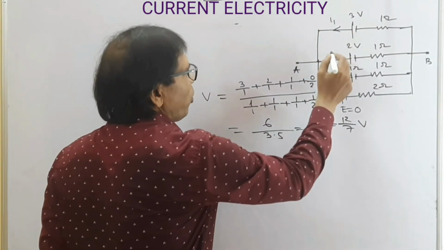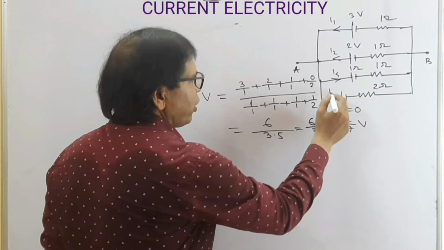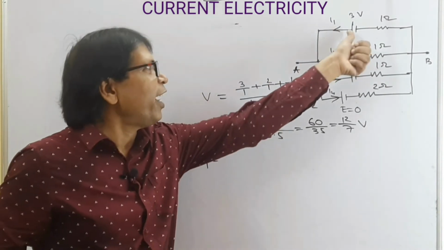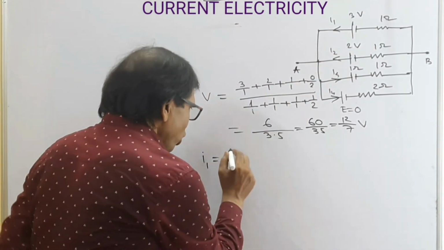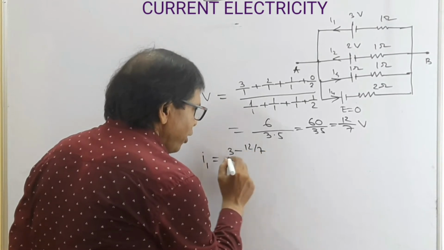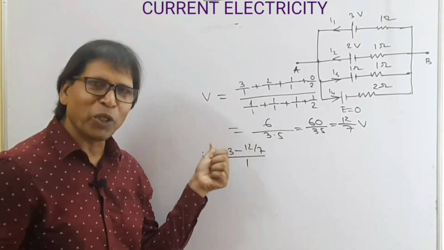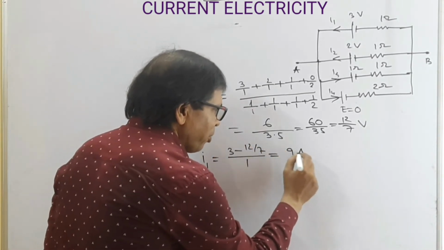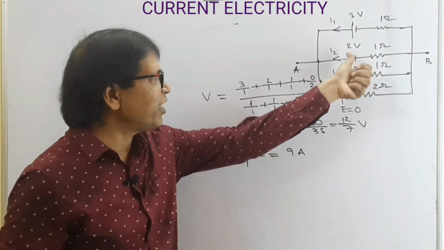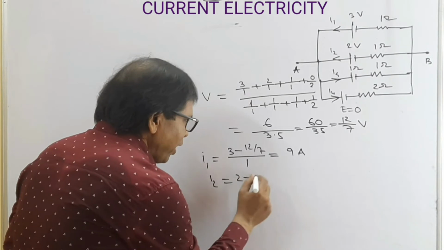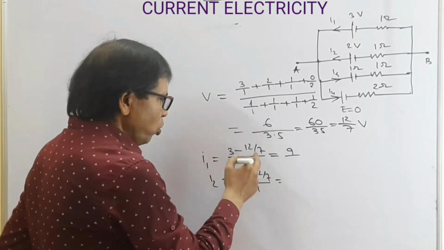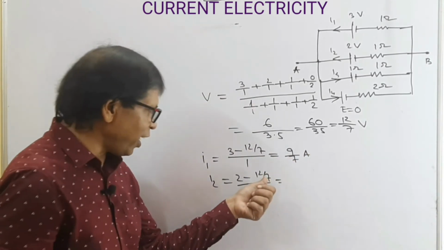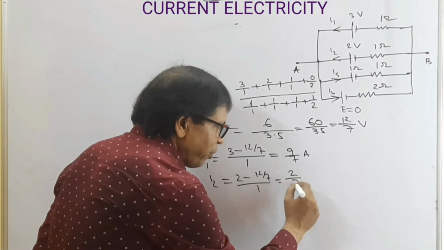If this is I1, this is I2, this is I3, this is I4. So I1 equals, considering the direction of current, here the cell sends current, so E is greater, so 3 minus 12 by 7, divided by 1. Now 21 minus 12, so this is 9 by 7 ampere. Now this is 2 minus 12 by 7 divided by 1. So 14 minus 12, this is 2 by 7 ampere.